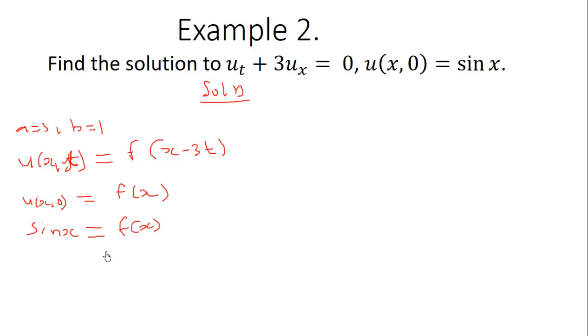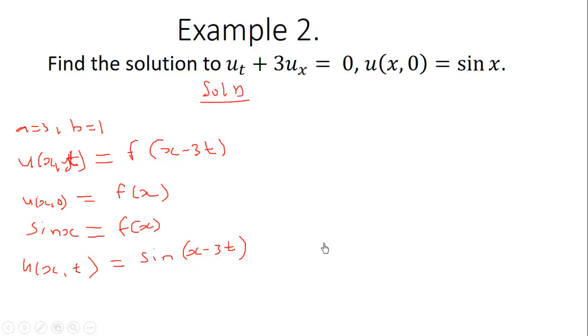So now our particular solution becomes u of (x, t) being equal to sine(x minus 3t). So wherever we see x, we put x minus 3t over here, because f of x equals sine x. So f of (x minus 3t) will be equal to sine(x minus 3t).